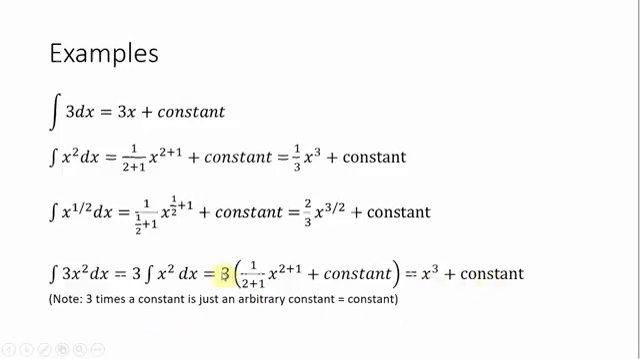One thing to note here, this 3 is multiplied through by this constant, but that's really inconsequential. 3 times a constant is just an arbitrary constant, so I'm just calling it a constant. Okay, so no big deal. And again, we could check our answer. If we were to take the derivative of this result down here, we get 3x squared. The derivative of a constant is 0, so we get back what we're trying to integrate in the first place.